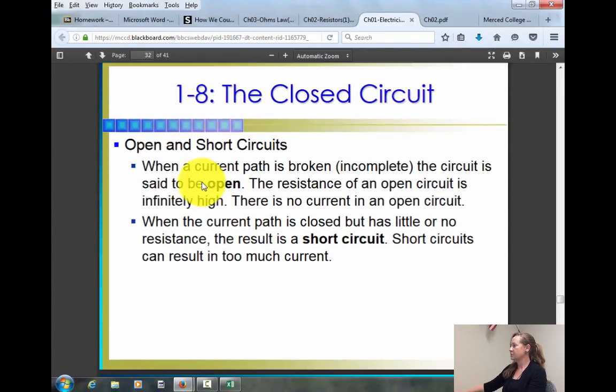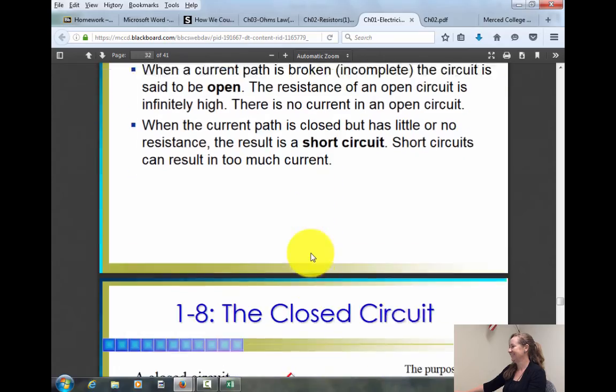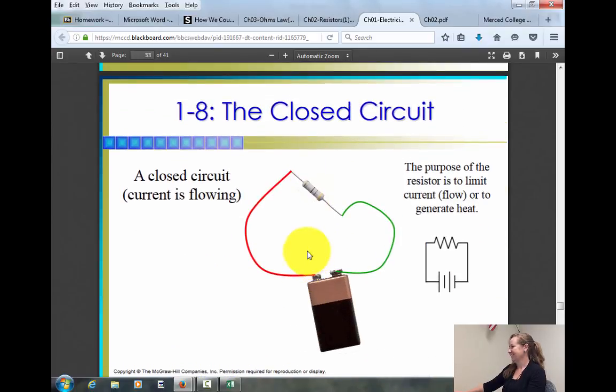When your current path is broken, it's called an open circuit. And when your current path has no resistance, it's called a short circuit. And short circuits can result in too much current, and they can... did anyone blow the fuse in their multimeter during a short circuit? No. That's good. I'm sure that will happen.